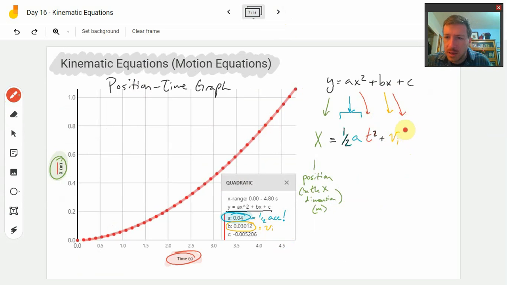And the c in this case, you'll notice, happens to be pretty darn close to 0. And 0 happened to be our starting position. So this is our starting position, and that is what we call xi, or our starting position. And c is going to represent the starting position.